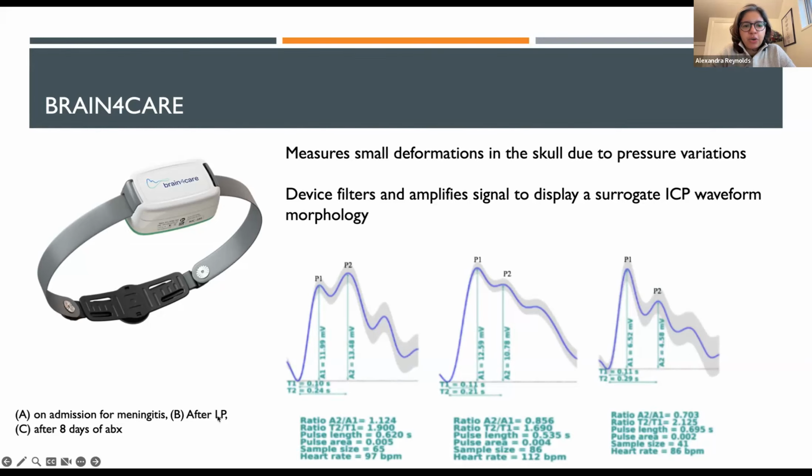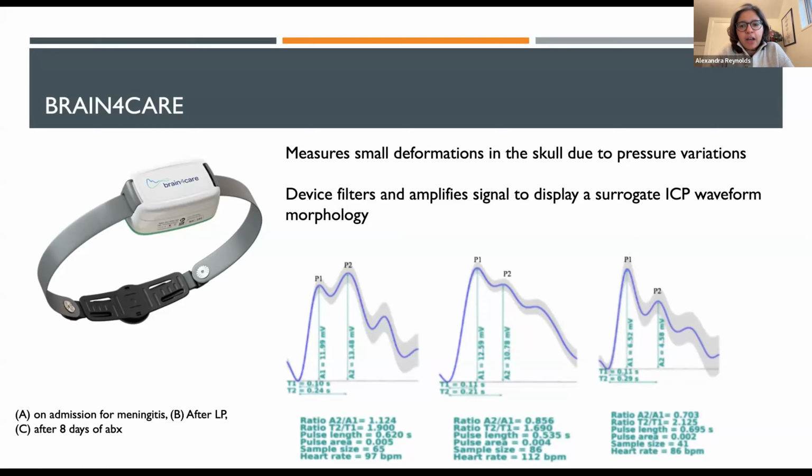This was a patient who, on admission for meningitis, you can see there's this very non-compliant waveform where the P2 is higher than the P1. If we saw this on the EVD, we would be concerned about this. After the LP, they put it back on, and you can see the compliance is better. And after 8 days of antibiotics, you can see that things are much more normal. And so again, there's a lot of proprietary algorithms that are going into this, but this does seem to be something that may have some promise.